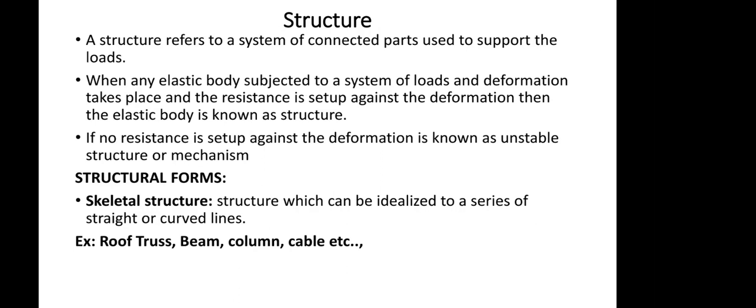Now let us know the structural forms. What are the structural forms we have? We'll discuss one by one. Structural forms include, first, skeleton structure. A skeleton structure is a structure which can be idealized to a series of straight and curved lines, for example roof truss, beams, columns, cables, etc.